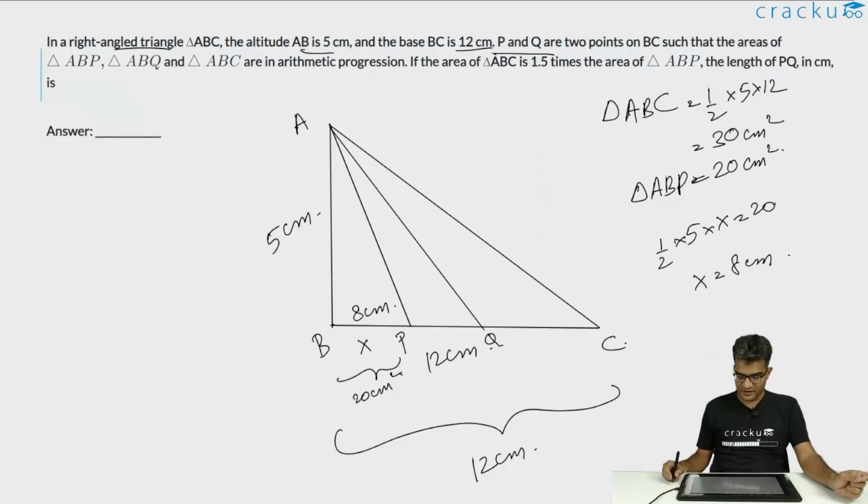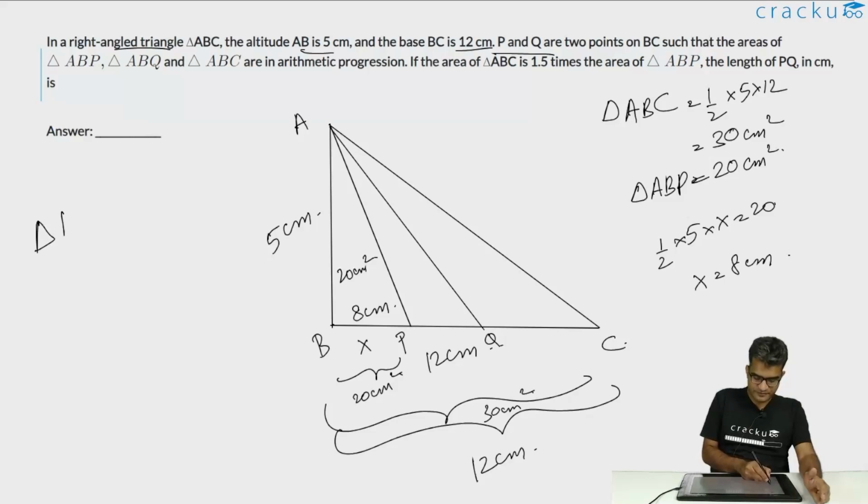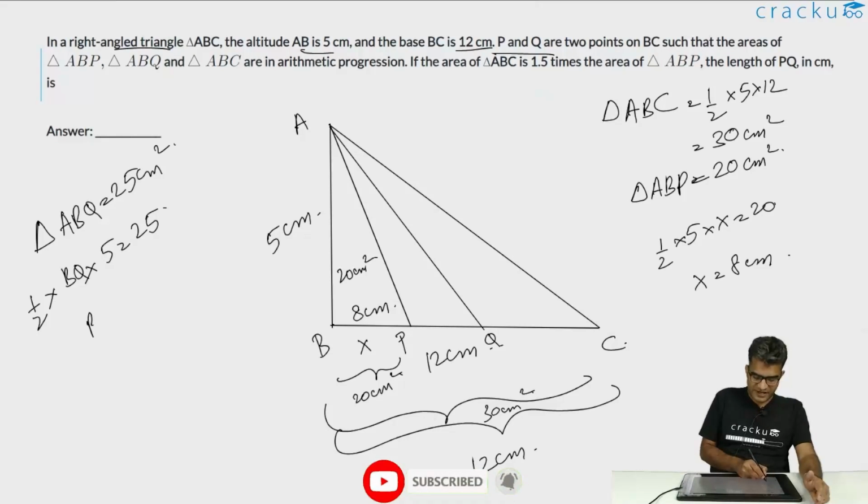What is the area of ABQ? Because we know that ABP is 20 centimeters square, ABC is 30 centimeters square, and if ABP, ABQ and ABC are in arithmetic progression, the area of ABQ will have to be 25 centimeters square. So half into BQ into AB, which is 5 centimeters, is equal to 25, or the value of BQ will be equal to 10 centimeters.